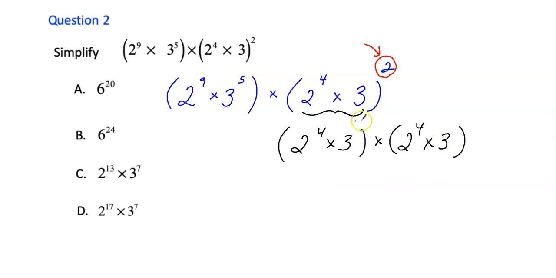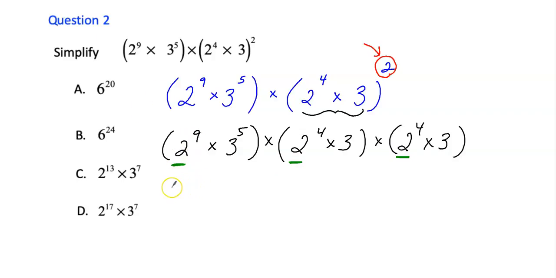Now once I've done that, I just bring this piece down. Now the next step in this process is to reorder everything with the same base. And I can do that because this is all multiplication. And when you switch the order when you're multiplying, it doesn't affect anything. So I'm going to reorder this as follows. I'll put everything with a base 2 next to each other.